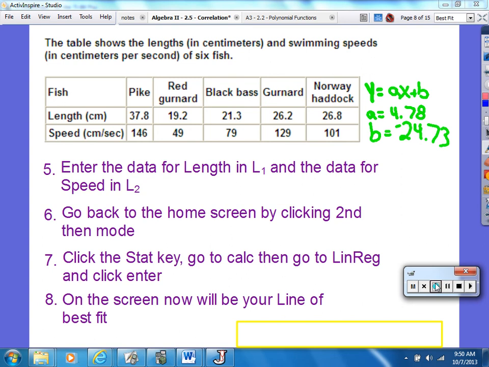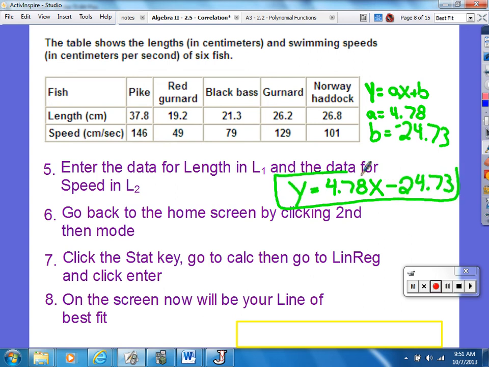So here's how I write the equation to the line of best fit. Y equals, but instead of writing the a, I'm actually going to write the number for it. 4.78 x, and then for b, I'm going to write minus 24.73. And there is my equation right there. You see how I filled that in to write the equation?